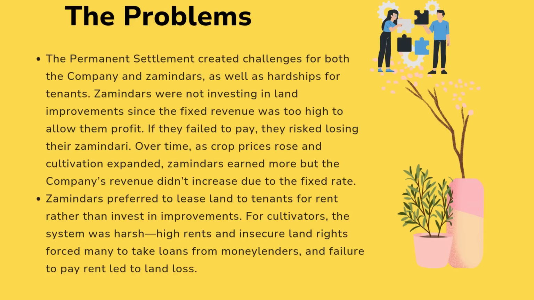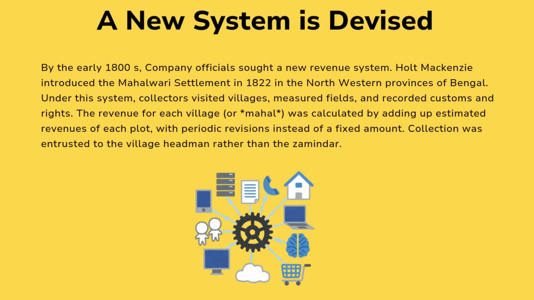For cultivators, the system was harsh. High rents and insecure land rights forced many to take loans from moneylenders, and failure to pay rent led to land loss.